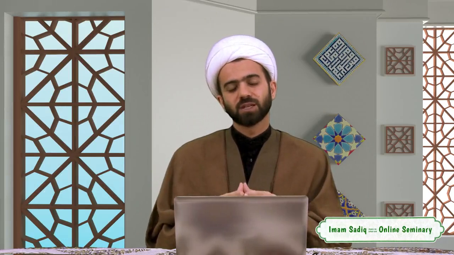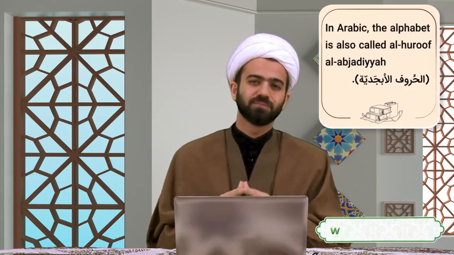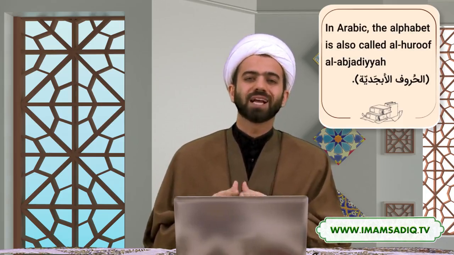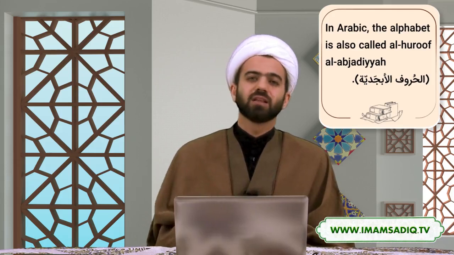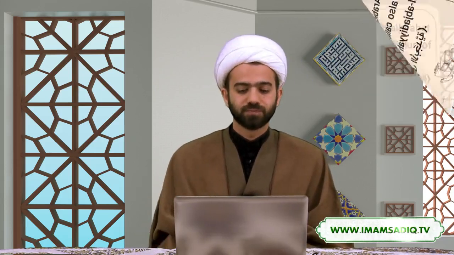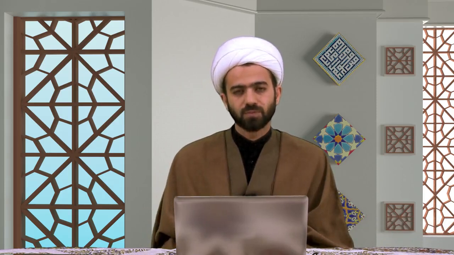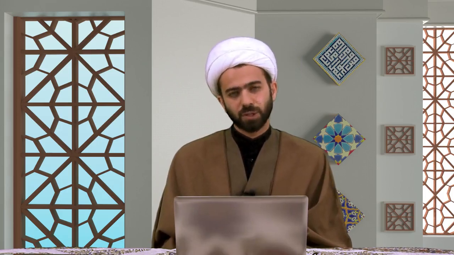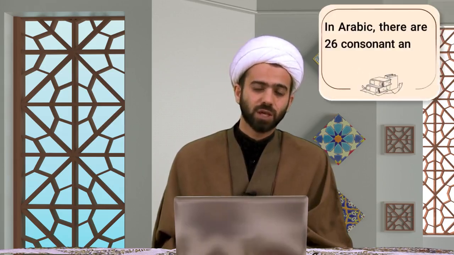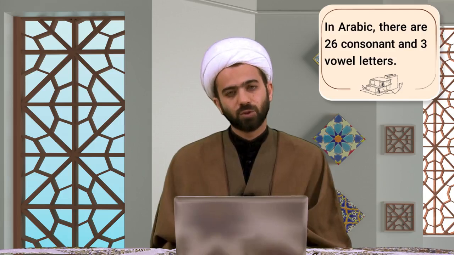The equivalent of alphabet in Arabic is al-huruf al-abjadiyya. I repeat it, al-huruf al-abjadiyya. So basically, al-huruf al-abjadiyya means the characters of the Arabic alphabet. And as I mentioned, it includes 29 characters. In the Arabic language, we have 26 consonant characters and 3 vowel characters. So 26 consonants and 3 vowels.